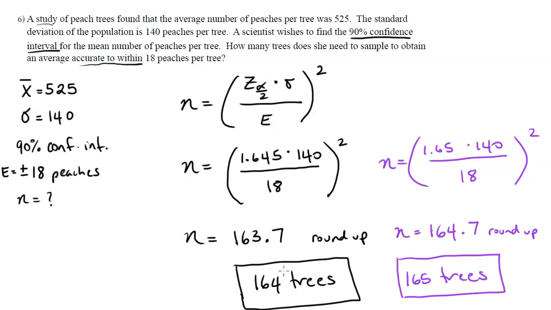So you'll get 164 if you use a more exact decimal for that z alpha over 2. If you round to the 100th place, then you'll get 165. They're both correct. I'm sure if this problem showed up and it was multiple choice on the exam, you'd only see one of these or the other. So there you go.